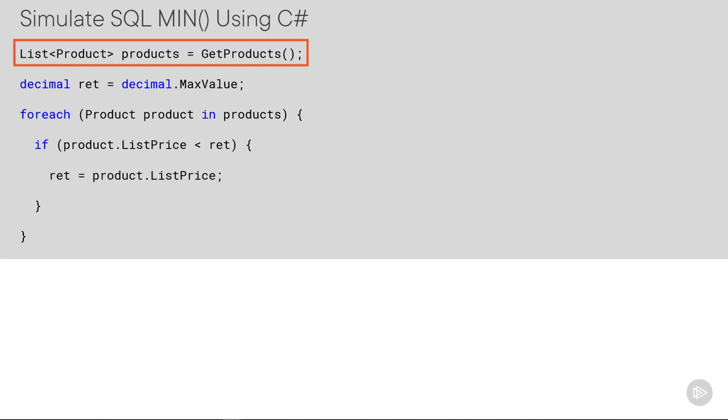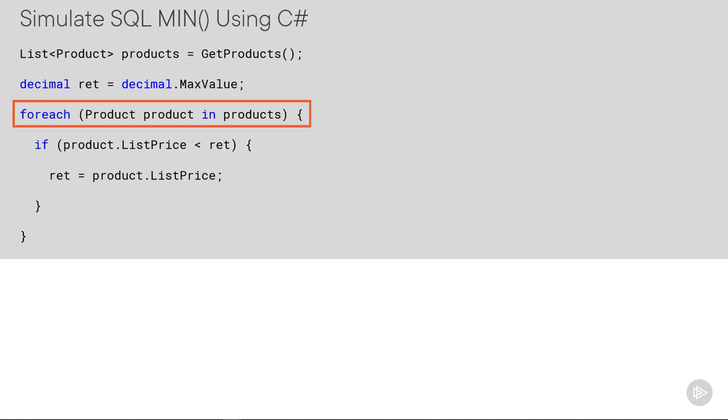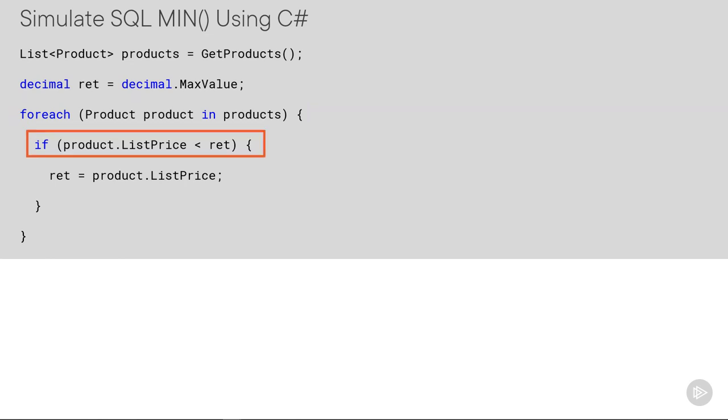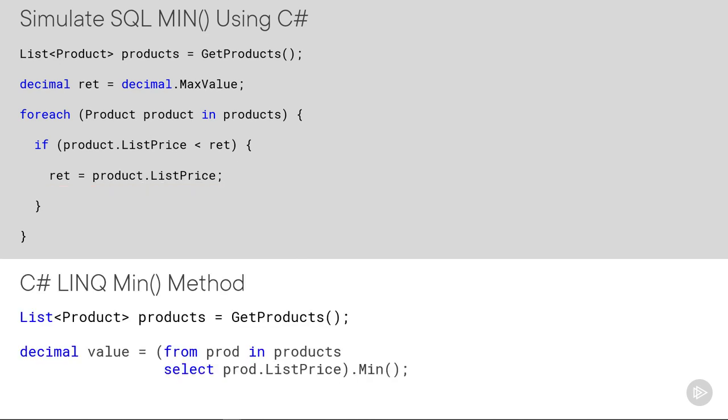Here we get our products again and put it into our products collection. I'm going to create a decimal variable called ret, and I'm going to set it to decimal.MaxValue. I'm going to loop through each of the products. And each time through the loop, I'm going to compare the list price to see if it's less than that ret value. If it is, I'll assign that list price now to ret, loop back up, and continue until I'm out of products, and I end up then with the minimum list price.